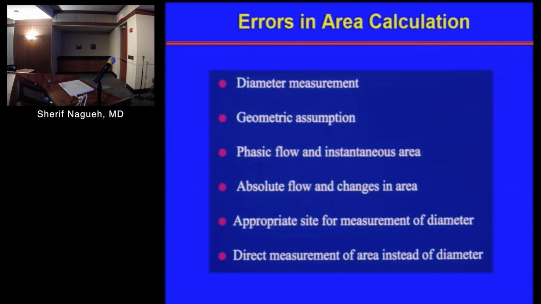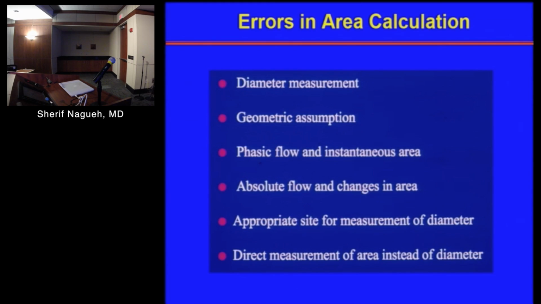Are the area calculations accurate? For the most part, they can be accurate, or they should be accurate. Reasons why you may make mistakes in your area calculation include diameter measurement. This is straightforward. If the diameter is 2.1 and I measure it 1.8, I measured it wrongly, my area calculation will be wrong. The second one, already alluded to, is the geometric assumption. You assume it's a circle, whereas it's an ellipse. Example, the cross-section of the mitral annulus. The third one, the issue of phasic flow and instantaneous area.